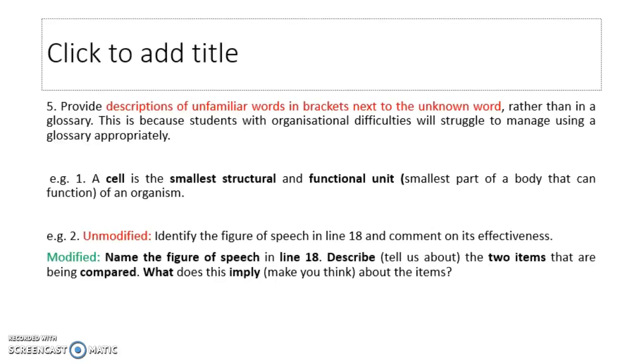So a modified version, you can see again, we've used our keywords in bold, we've used our question words in bold, and we've used short, simple sentences, and we've put in brackets meanings of words that we think the child wouldn't understand. So here you've got name the figure of speech in line 18, describe or tell us about the two items that are being compared. What does this imply, in brackets, make you think about the items?